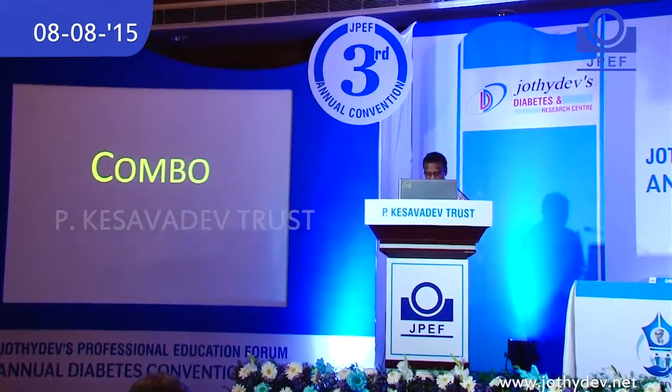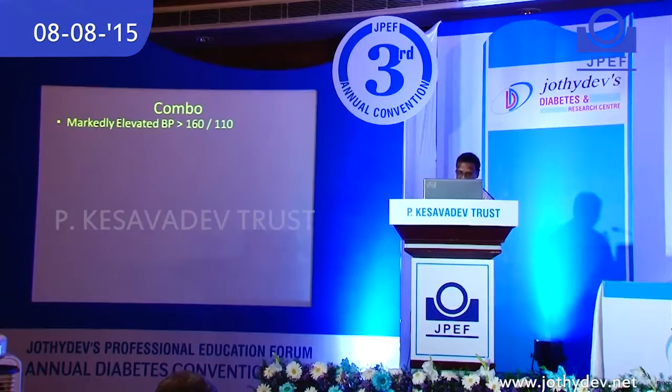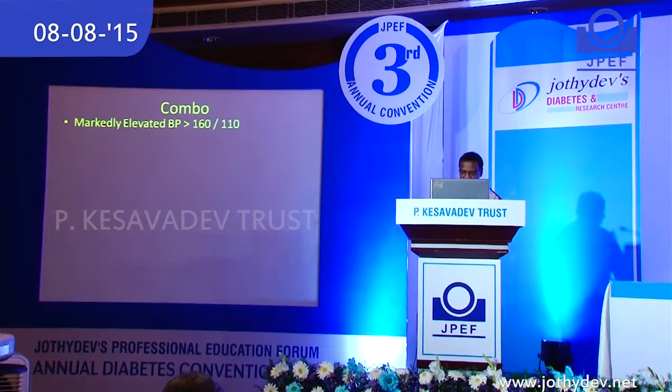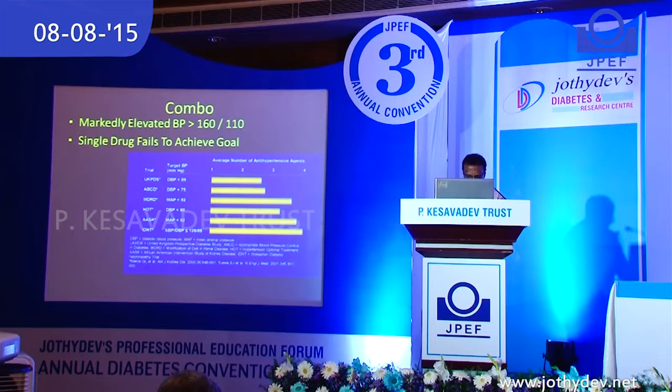What about combination? Today we know that we use a combination therapy right from the beginning, provided the blood pressure is very high, like if the presenting blood pressure is 160 over 110, I would use a 2-drug combo. Point number 2, if a single drug fails to control blood pressure, obviously the logic is to use a second drug. And if you look into the trials, the number of drugs used to optimally control hypertension is mostly more than 2.5. In fact, most people with significant hypertension would need more than one drug.